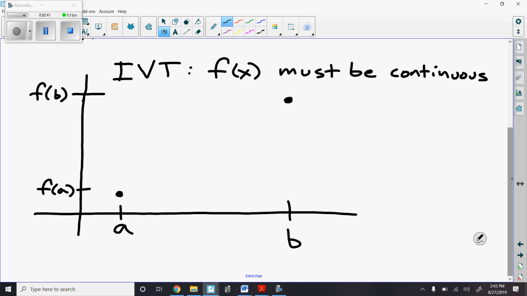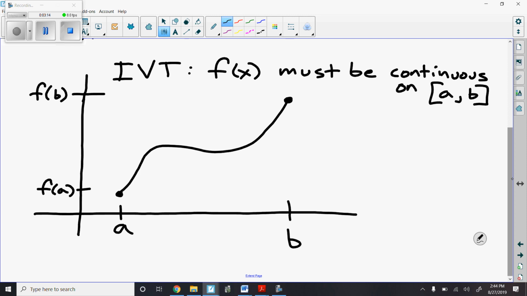And here's what I know. f of x must be continuous on the closed interval AB. So I'm just going to connect these points, making sure that my function is continuous in between. So I might do something like this. There we have it. By looking at this graph, we can tell that the graph is continuous.